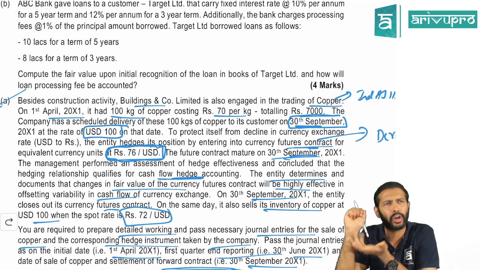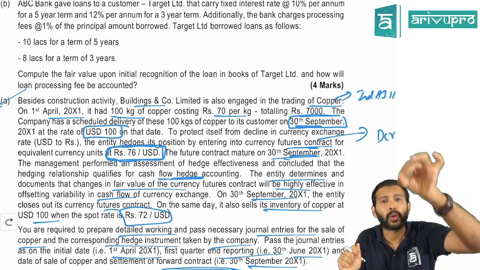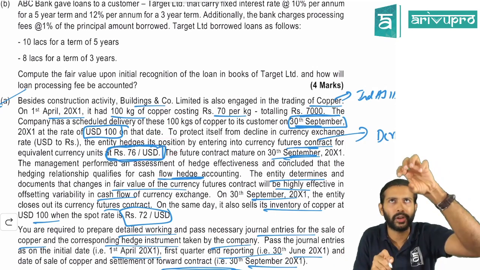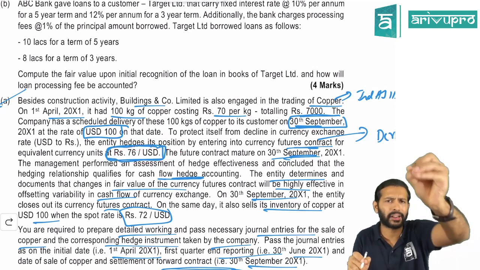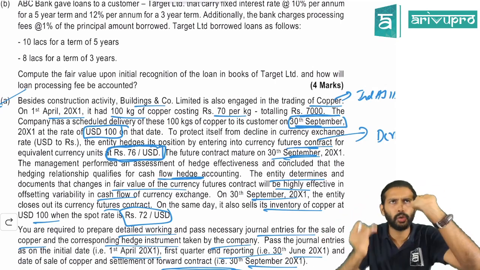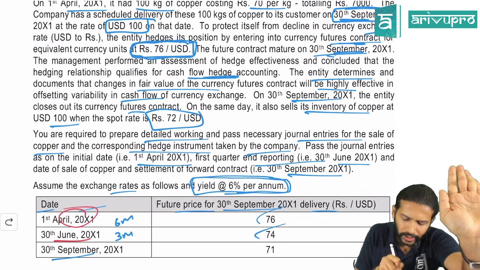You're not interested in dollars. You will sell that dollar and convert it into INR, right? At what rate will you sell? You have frozen it at 76. So you have a right to sell that $100 at 76 rupees. That right you got by entering into something known as a forward contract. So you have a right to sell at 76, because you made a forward contract on 1st April.